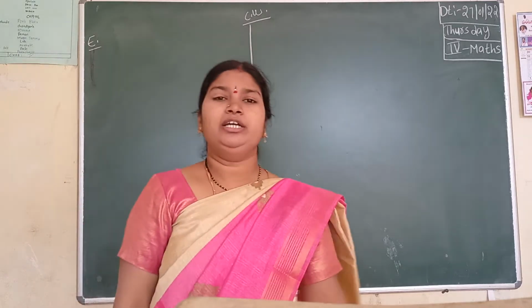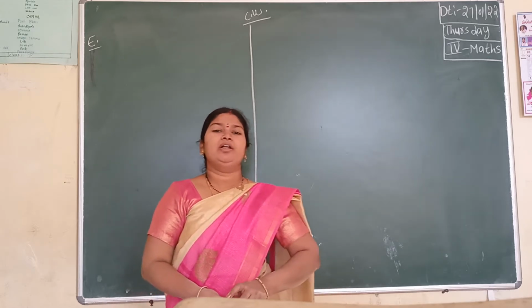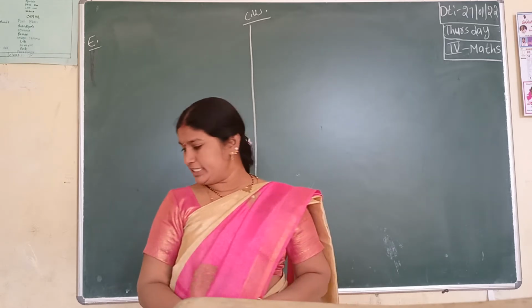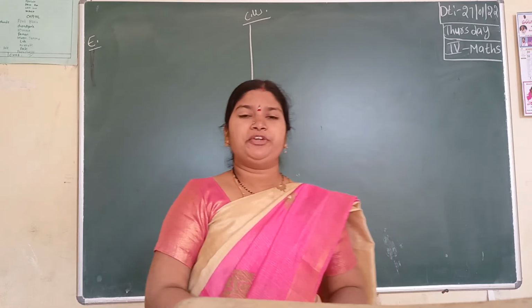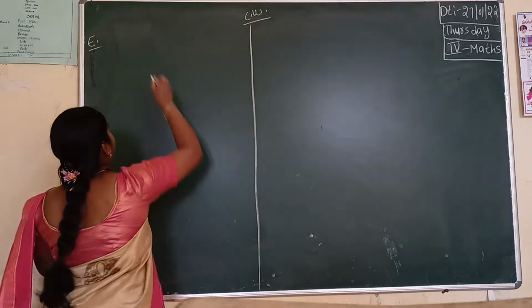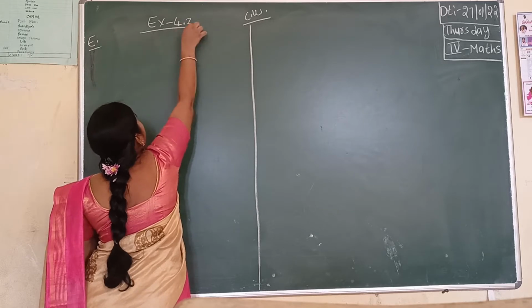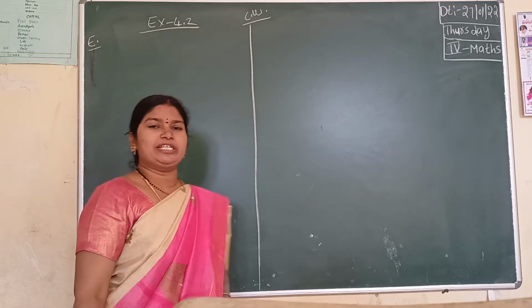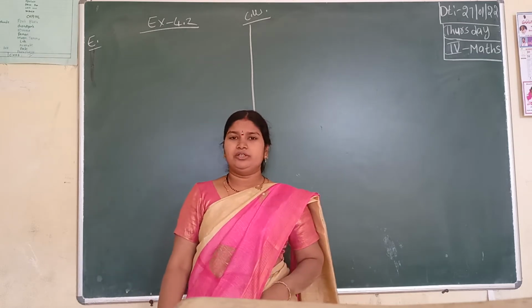Good morning children. Now we are going to start 4th class mathematics. Already in previous class we have completed exercise 4.2 up to D bit. Now we are going to start exercise 4.2 E bit. It is your textbook page number 103. Everyone open your textbooks and have a look.